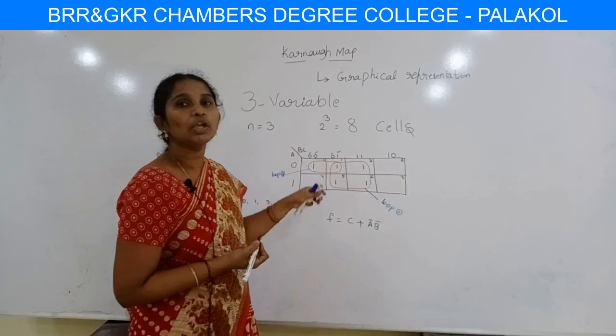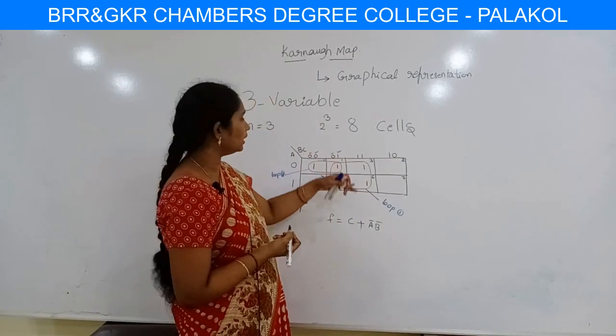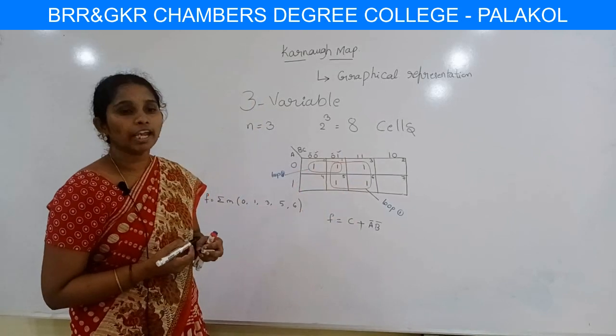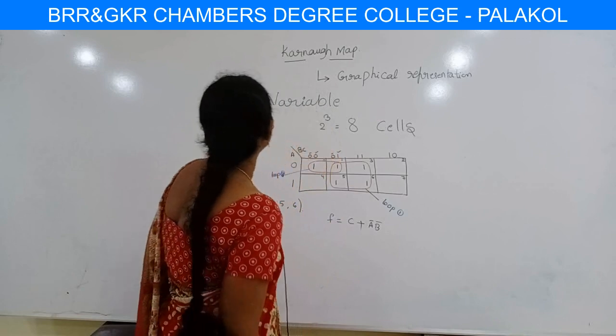So likewise you have to represent the numbers in the 3 variable K map. So now coming to the 4 variable K map.